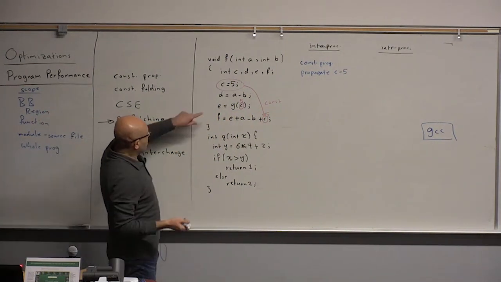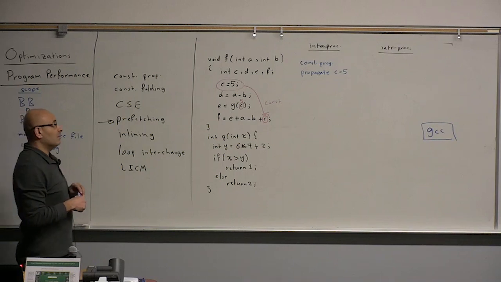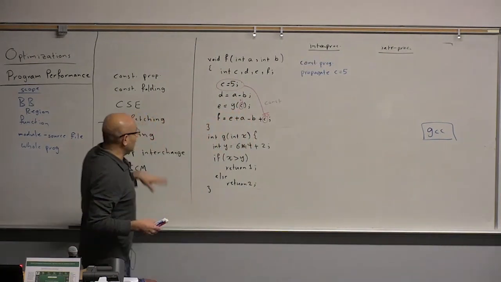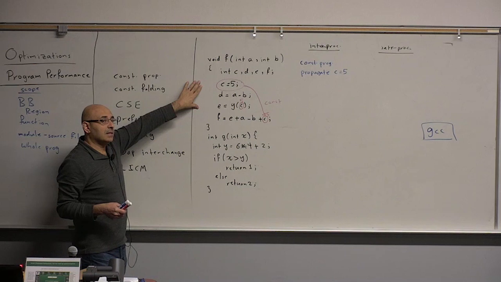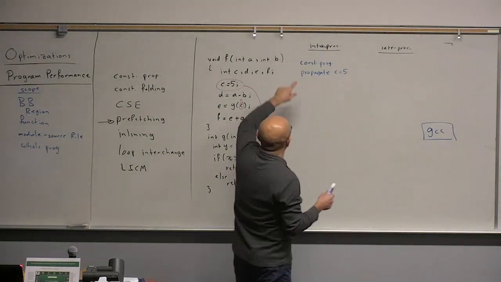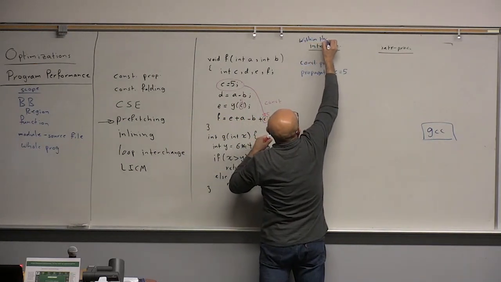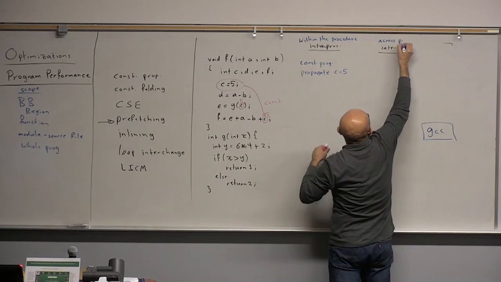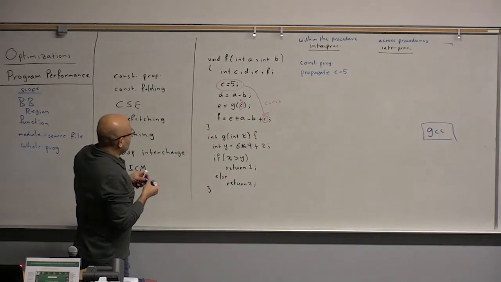Now we are passing C to this function. Can we propagate it across functions? No, we can propagate it when we are doing inter-procedural analysis. But when we are doing intra-procedural, we cannot. Intra-procedural means that the optimizer looks at one function at a time. When it looks at one function, it doesn't see other functions. It doesn't do anything across functions. So this is within the procedure, and this is across procedures. So this is one optimization.